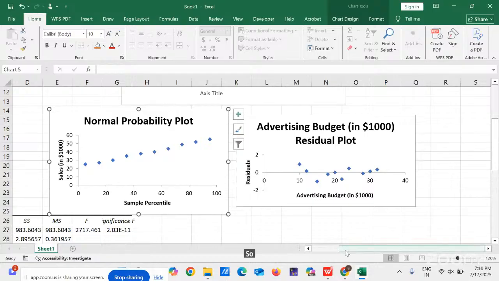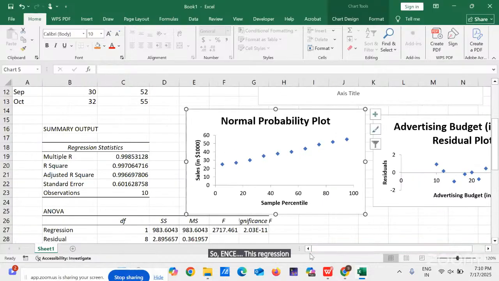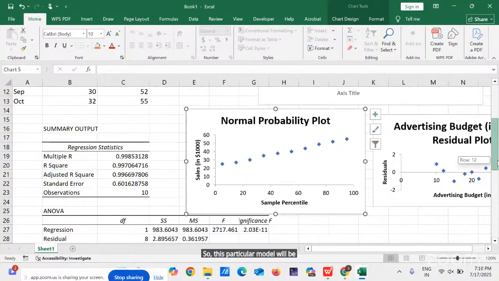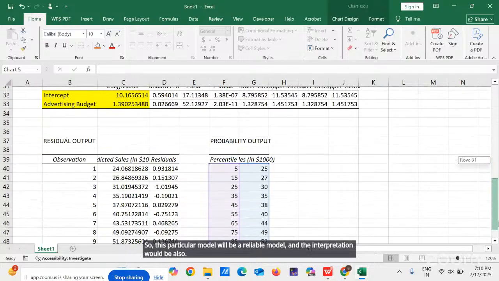So hence, this regression model would be a reliable model. See, you can perform any analysis for any data. That particular model or interpretation would be reliable if the following assumptions are satisfied. So you can see here the minimum required assumptions are satisfying. So this particular model will be a reliable model and the interpretation would be also reliable.